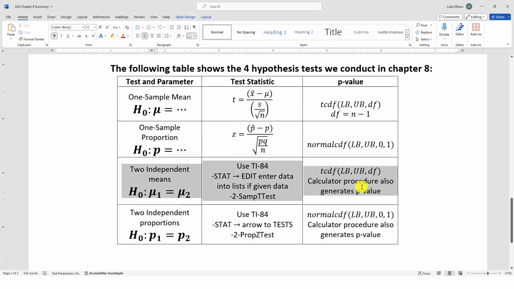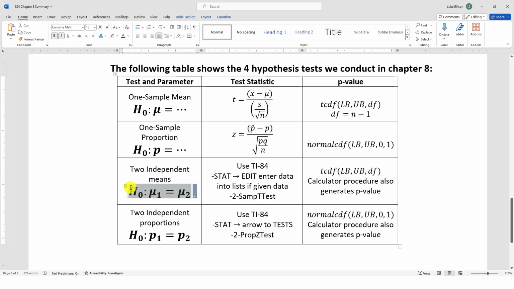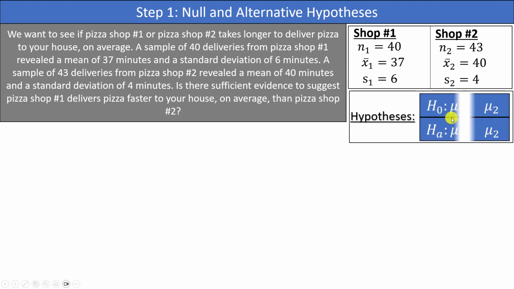We're doing the third row here for two independent means. And our null hypothesis is always just going to be that those two means are equal to each other. So that's what our null hypothesis is going to be here as well. Our alternative hypothesis is either going to have a less than, greater than, or not equal to sign, depending on what we are suggesting in this problem.